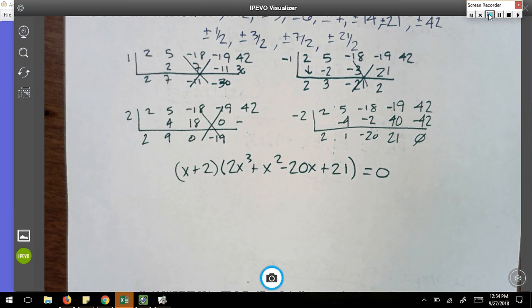Okay, so the first thing I would do with this is look at it and say, can I slash it? Can I group it? No, you can't. There's nothing that goes into 20 and 21. So you have to do it all.